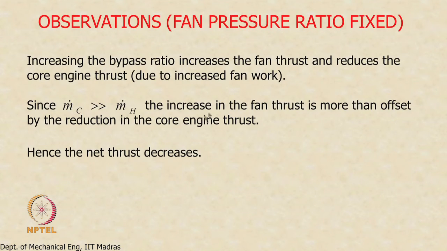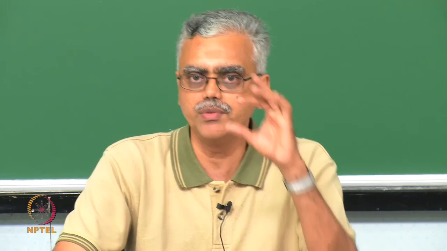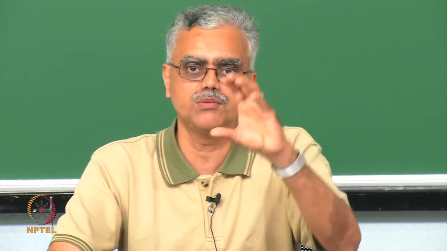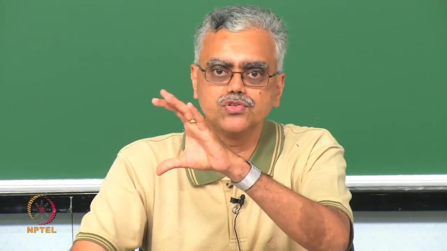That is what we have written here. As I increase the bypass ratio, the fan thrust goes up, but the core engine thrust is reduced. The core engine thrust is reduced much more because m dot c is so much higher than m dot h. For producing the increased amount of work, state point 6 will slide down much more because m dot c is much more. So, the loss of core engine thrust is usually more than the gain from the fan thrust.